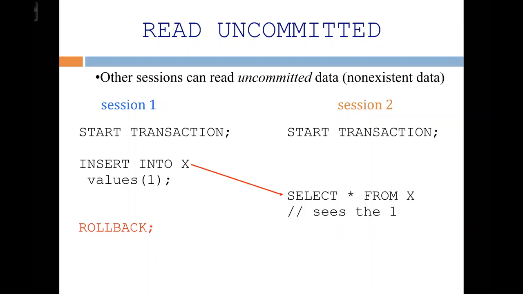And I have rollback here. I specifically am rolling back instead of committing to make the point that this one that session 2 saw was never actually a real one. It was never real data. So read uncommitted lets us read non-existent data. If we were to do another read down here, we would not see the 1.